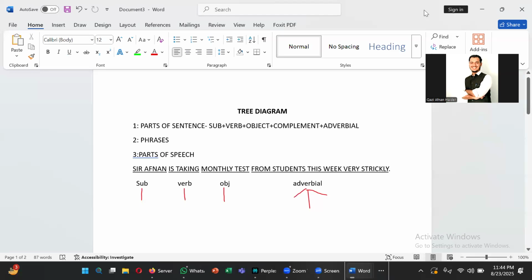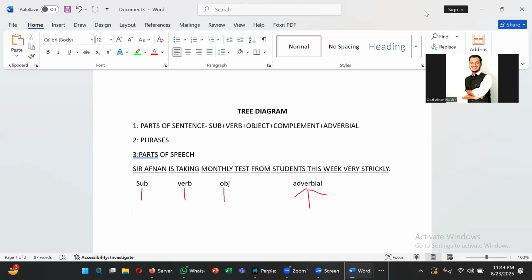Today we are going to discuss a very important topic in linguistics: syntax, and the tree diagram. Okay, being a student of Cambridge, you have to know how to make a sentence and what the structures of the sentence are. So we have three steps. Step number one, parts of sentence. Step number two, phrases. Step number three, parts of speech.